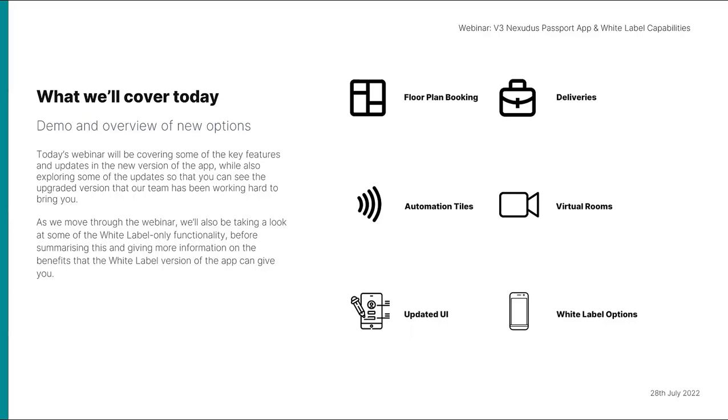In the latest version, we really wanted to align the look, feel, and functionality of the Passport app to be more in line with the latest version of the members portal, which saw a significant redesign last year. This included adding new functionality that had been added to the members portal, but hadn't made it into the last version of the Passport app. This includes floor plan booking view, deliveries, and virtual rooms, among other things.